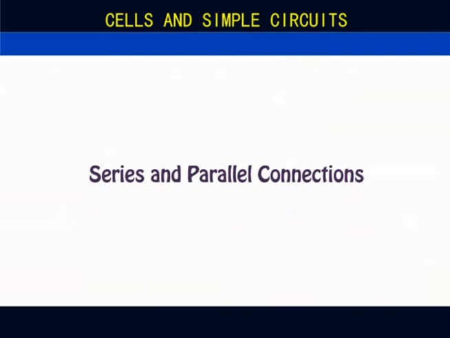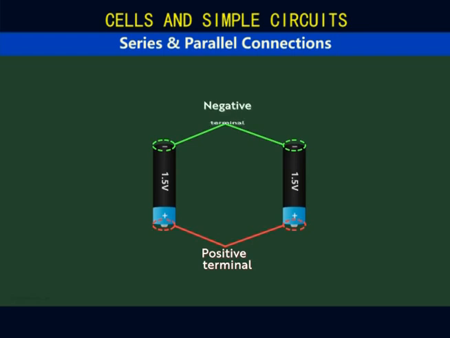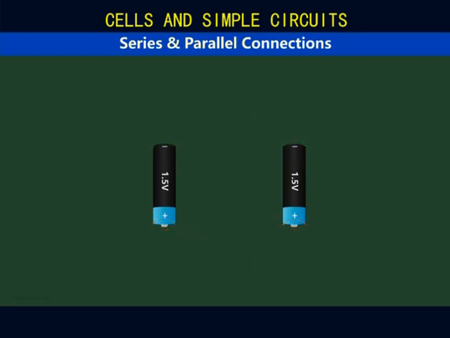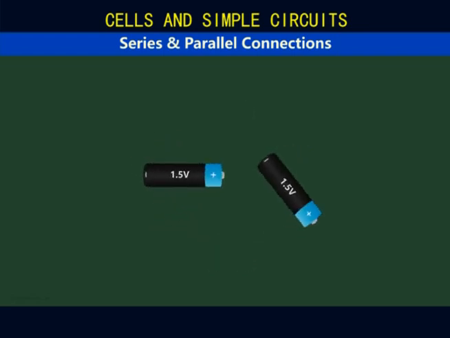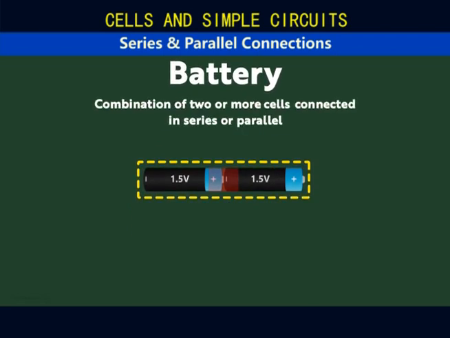Next, we look at series and parallel connections. We take two 1.5 volts electric cells. The region with the metal cap is the positive terminal of the cell, and the opposite side, the region with the flat base, is the negative terminal. We join the positive terminal of one cell to the negative terminal of the other using a tape. This is called a battery. A battery is simply a combination of two or more electric cells connected together.